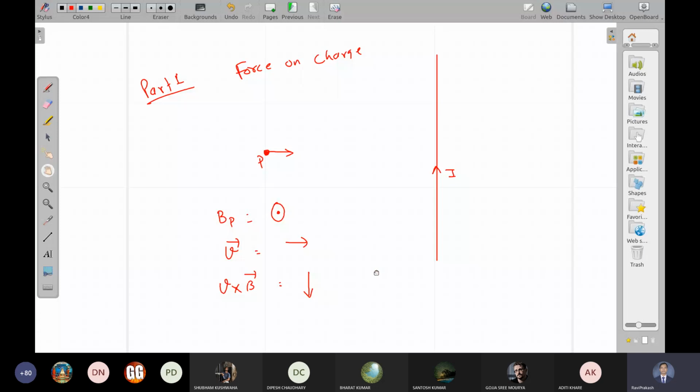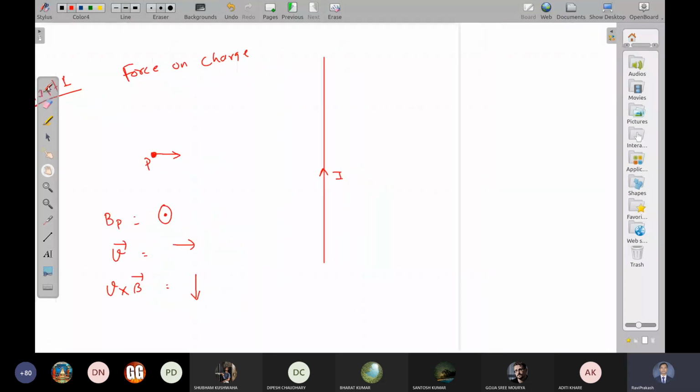Now the second part, force on wire. Obviously, wire is a very extended object. It is not a point object. So as you are suggesting, take a small piece of wire. Let us say I take this piece. Okay. So current is this. What is the magnetic field here?